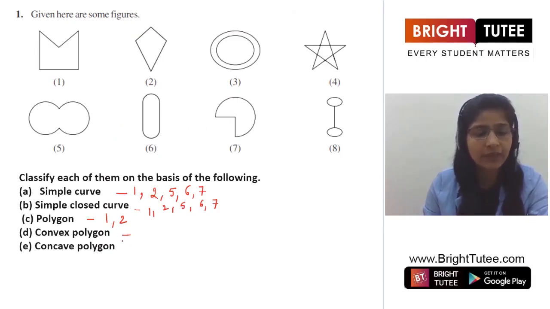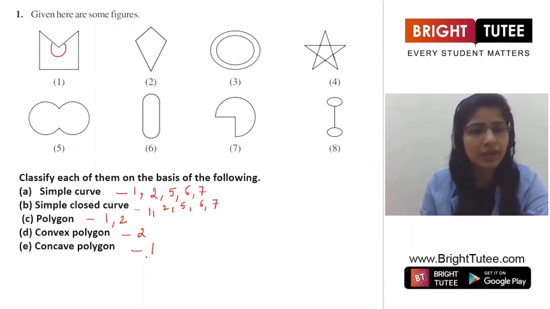Now convex polygon. We know a convex polygon is the one in which each interior angle measures less than 180 degrees. So we see it is only option number 2, because in one also we see this angle is a reflex angle. So this will not be a convex polygon. Now comes concave polygon. So the first one will come under the concave polygon. This is how we are going to classify.